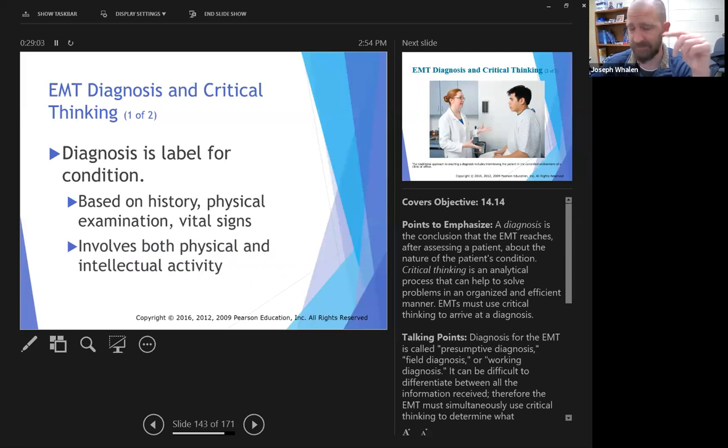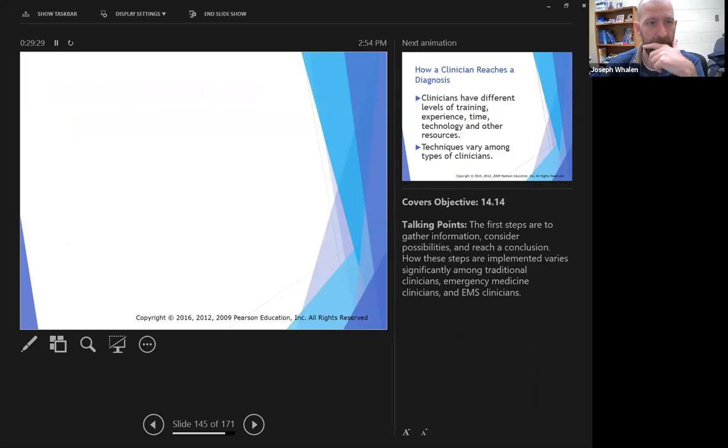We're going to mix, like I said, vital signs, history, present condition, signs and symptoms. We're going to mix it all up with our medical training and our experiences. So this involves both physical and intellectual activity. What that means is after our physical examination and talking with the patient and doing the detective work, that's when we put it all together and say, I think this is what is going on with the patient. And that's how you form a diagnosis.